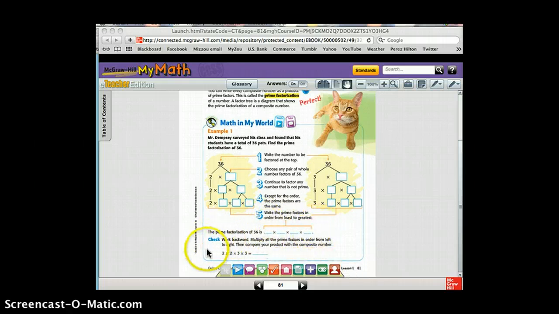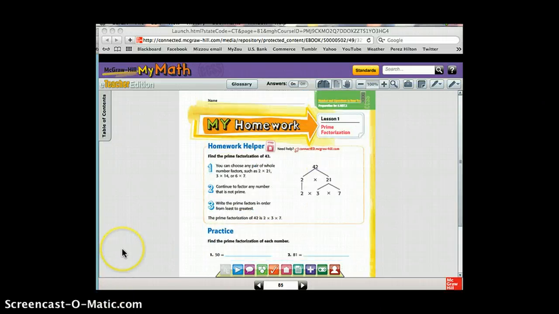And this check part is important too. You can work backwards. So once you get those prime factors, you multiply them and you will get back to your answer. So in this case, 2 times 2 is 4, times 3 is 12, times 3 is 36. So it worked. All right, on page 85, your homework helper gives you a little more support too.